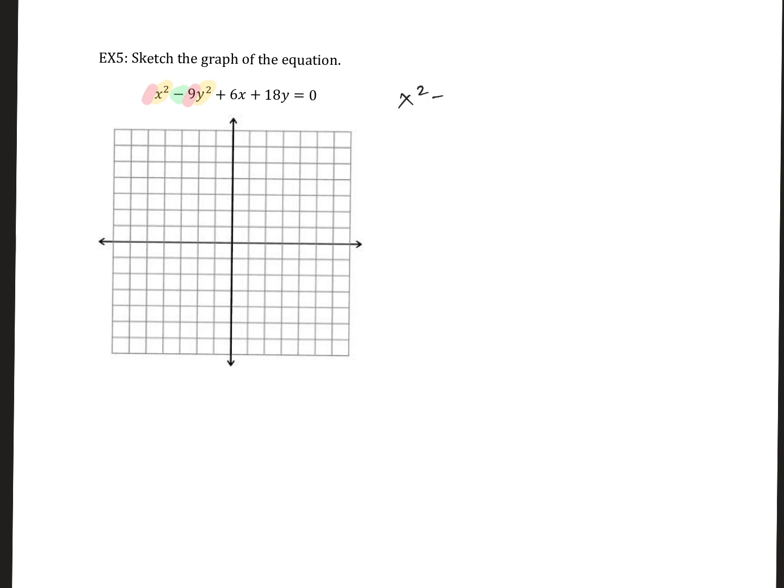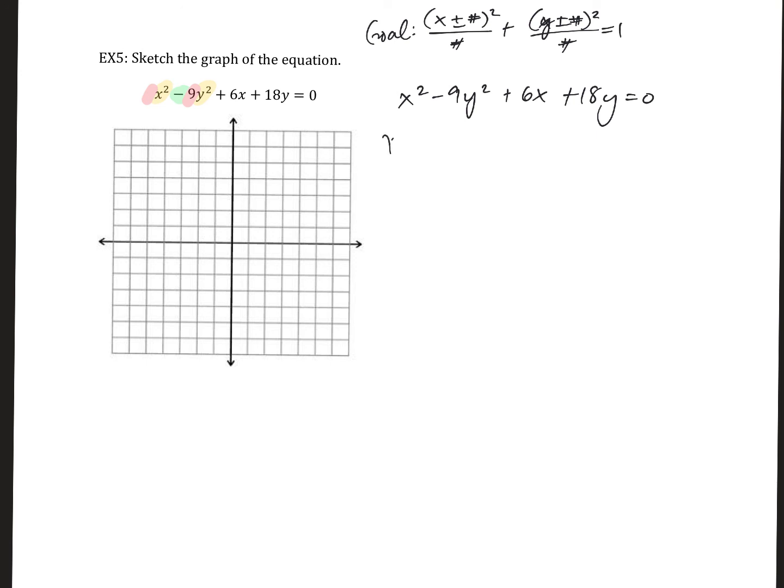Okay, so at the moment, we have this, and what form do we need to get it into? Well, it needs to look like something plus or minus a number squared over a number plus y plus or minus something squared over a number equal to 1. That's our goal. Okay, to do that, we're going to have to complete the square. So let's get the x's and the y's together.